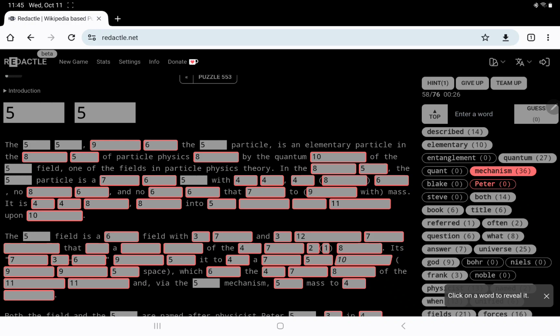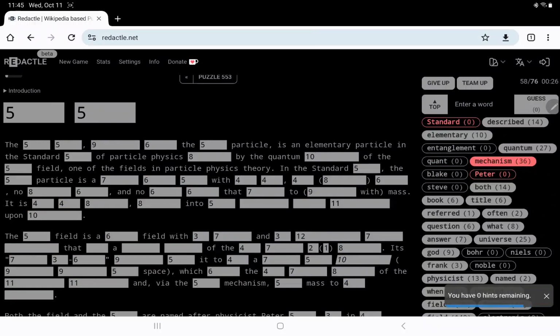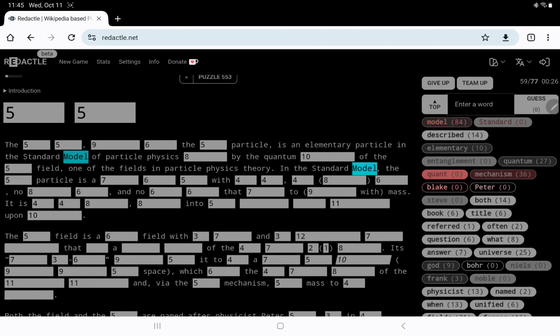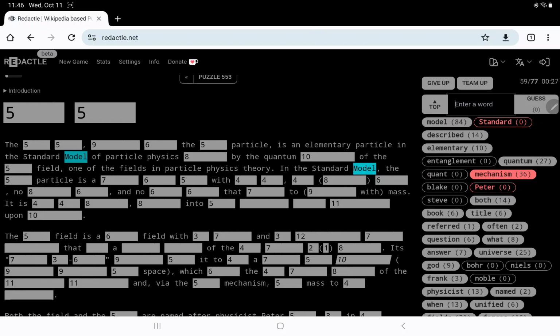A no six-six, it is something. What word will I try? I'll try this eight-letter word. Oh, the standard model. Oh, that could be one of the words in the title. No. It's an elementary particle in the standard model of particle physics. Something by the quantum blank of the something field. The five-five. So another word for particle, I suppose.